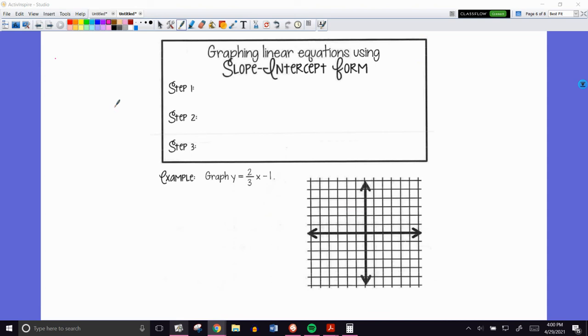All right, so now we're going to be given an equation, and we're going to graph it. So there's 3 steps when doing it. And our first step is going to be to plot the y-intercept.